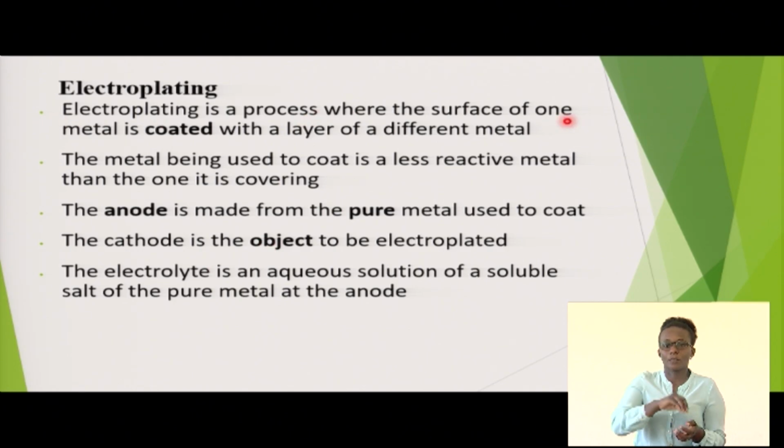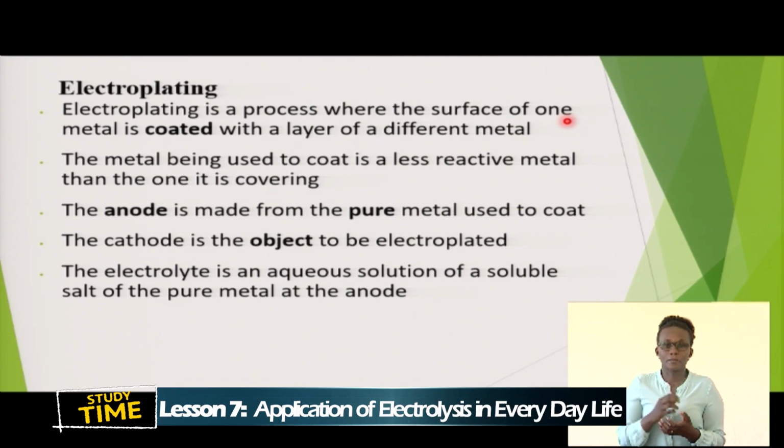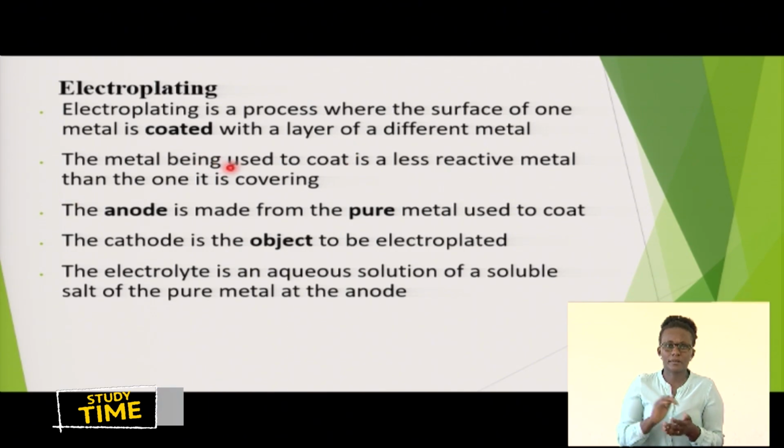Process where the surface of one metal is coated with a layer of a different metal. Of course, that layer will be very thin. You don't coat it with a lot of another metal. We're just going to look at the reasons why electroplating is carried out in everyday life. So the metal being used to coat, this is the concept.